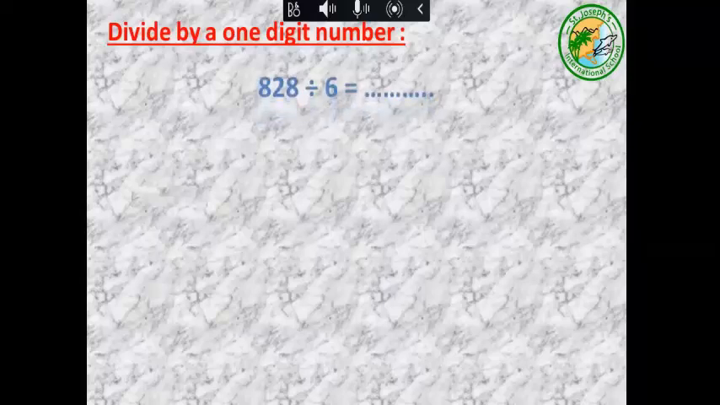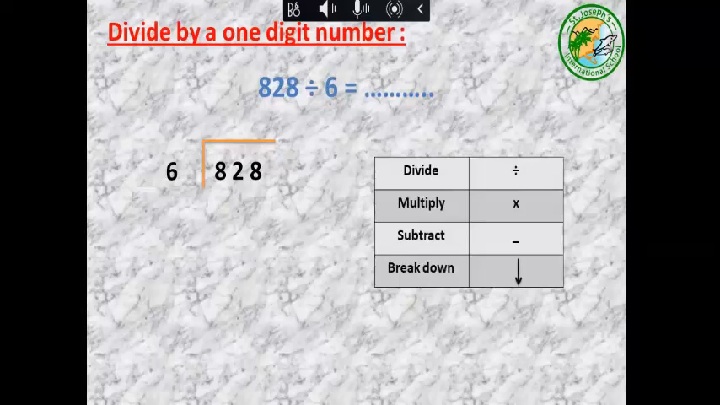828 divided by 6. I will solve it as long division. I will write the dividend inside and the divisor outside. I have 4 steps I must follow in long division, and these are our steps: divide, multiply, subtract, and bring down. Again, divide, multiply, subtract, and bring down.